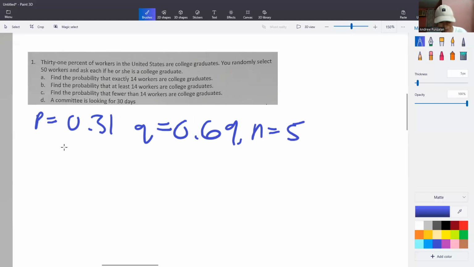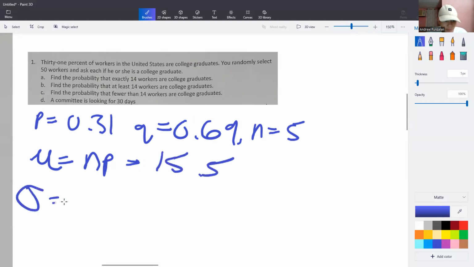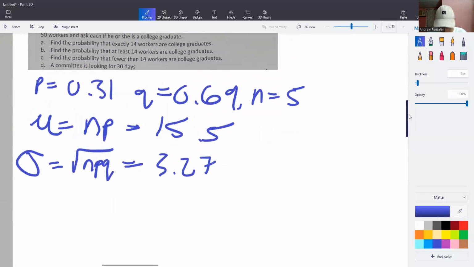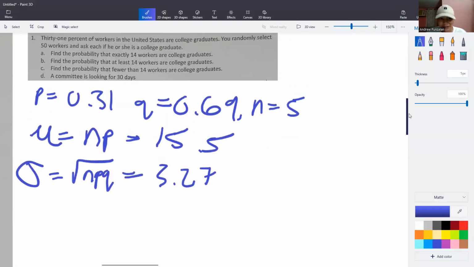Now, you have to get the mean and standard dev. The formula for mu or mean is NP, which is 50 times 0.31, which is 15.5. And then the formula for standard dev is the square root of NPQ, which is the square root of 50 times 0.69 times 0.31, which is approximately equal to 3.27. Now we have these values. We can now get the z's.